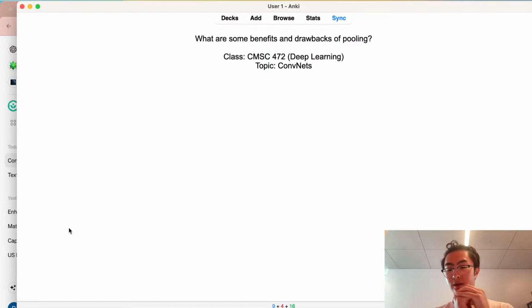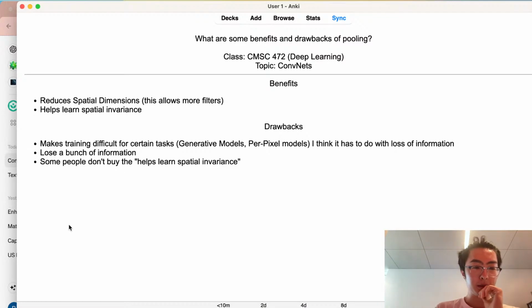Drawbacks of pooling, yeah, I think those are probably the big ones. It makes training difficult for certain tasks. So for generative models, I think this has to do with the loss of information. Okay. Generative models for pixel models.